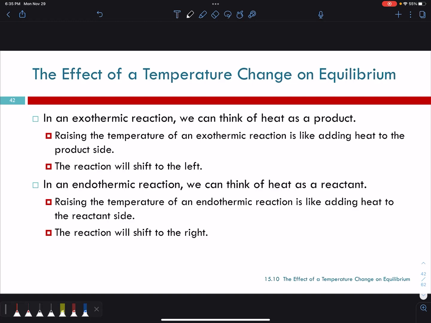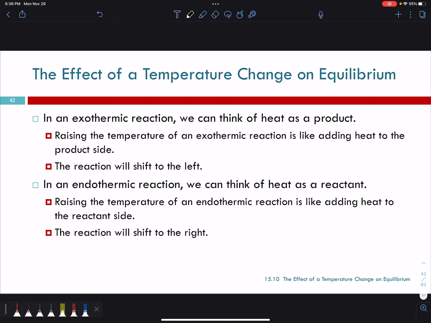We can also change temperature, because again, this is all related to increasing or decreasing the number of collisions and increasing or decreasing the reaction rates. And temperature is one of those things that changes the reaction rate. So for exothermic reactions, we can think of heat as a product. If you have a fire burning, it's generating heat, so one of the products of that reaction you can think of as heat.